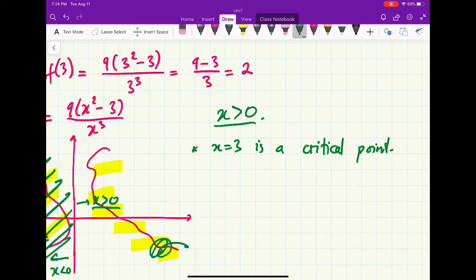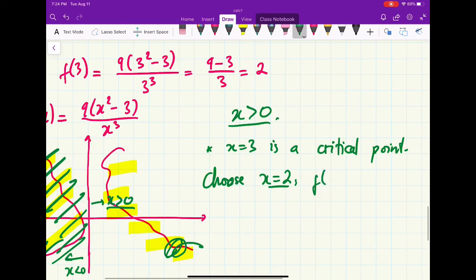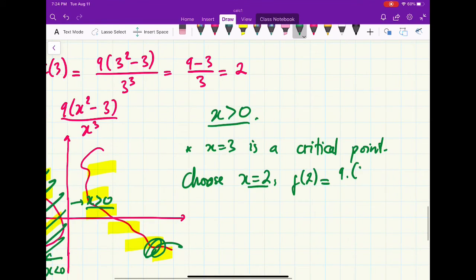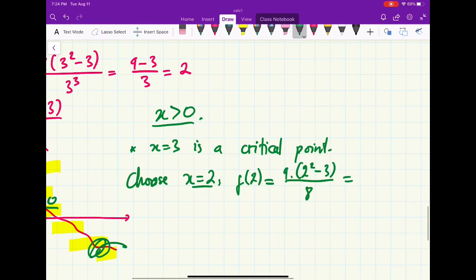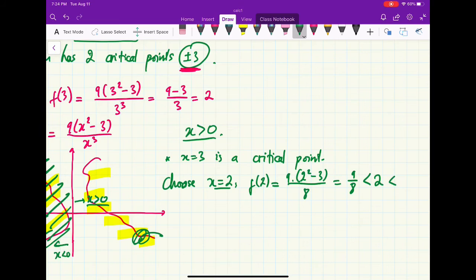I may choose some point around 3 to test that. So I might choose x equal to 2, right? I pick x equal to 2, I plug into the function: f(2) equals 9 times 2 squared minus 3 over 8. So you get 9 over 8. This is less than 2. What does it mean? That means f(2) is less than f(3).